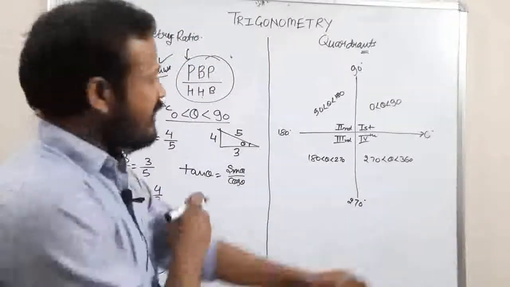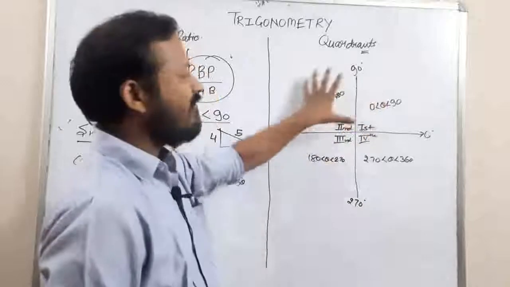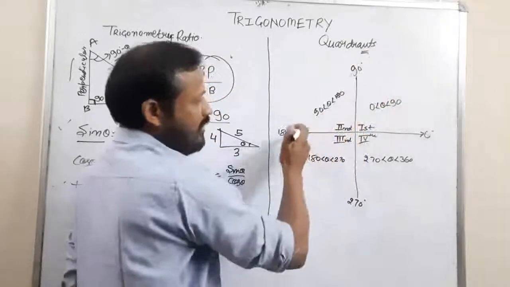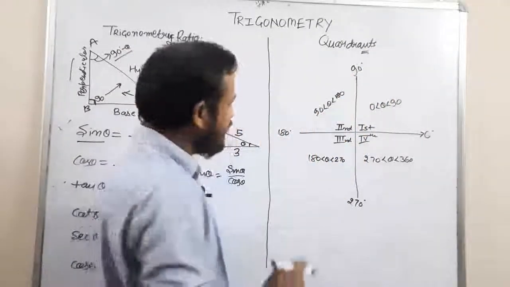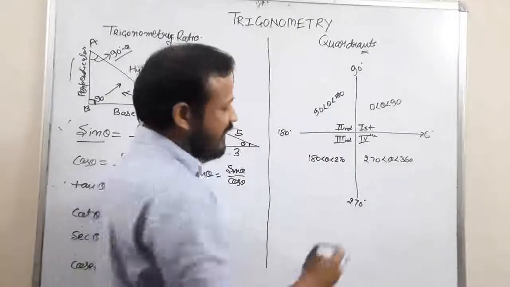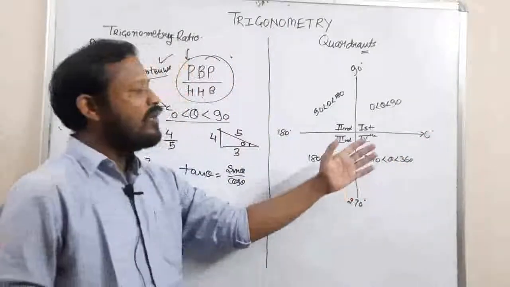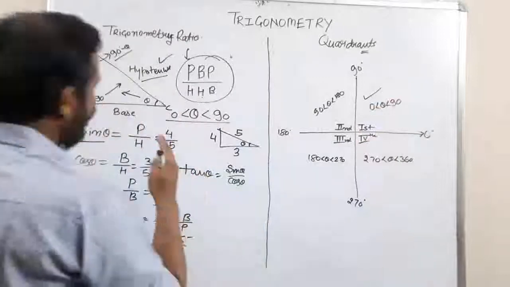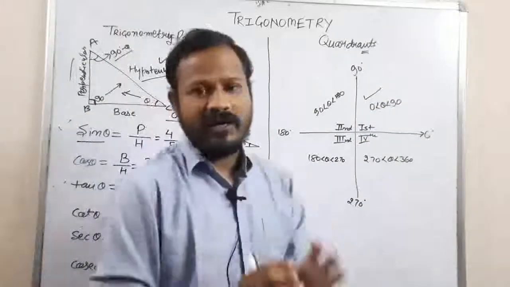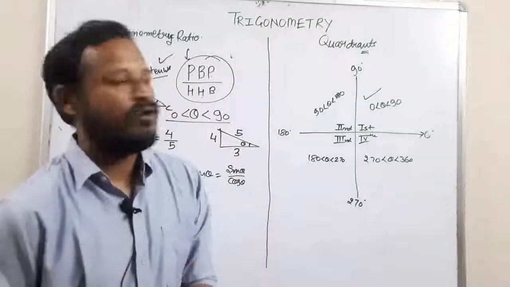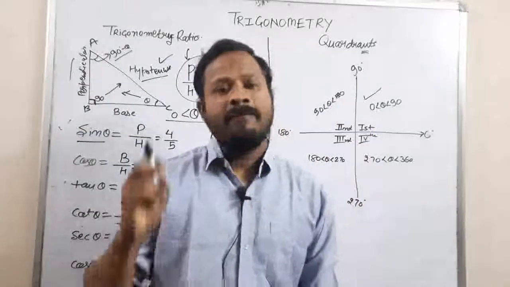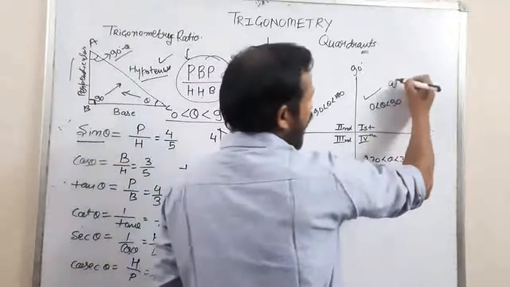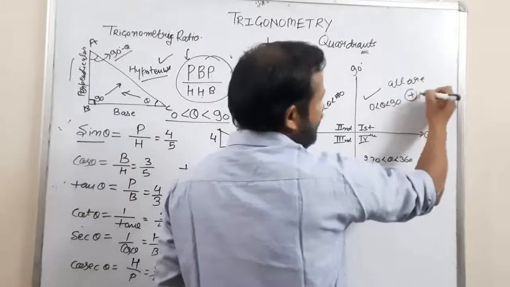What is the quadrant system? As we know, we have 4 quadrants in our quadrant system. The first quadrant is 0 to 90 degrees. The second quadrant is 90 to 180 degrees, the next one is 180 to 270 degrees, and the last one is 270 to 360, or 0 degrees. In the first quadrant, the values of all trigonometrical ratios, sin theta, cos theta, tan theta, cot theta, sec theta and cosec theta, are positive. So all are positive in the first quadrant.